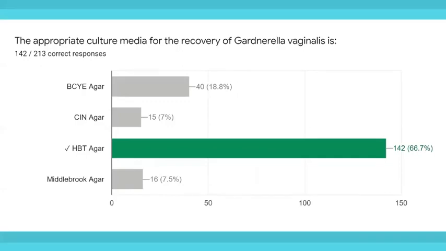Appropriate culture media for the recovery of Gardnerella vaginalis. This is your HBT agar. So again, you need to review the various culture media. BCYE is for Legionella. CIN, or your cefsulodin-irgasan-novobiocin agar, is for Yersinia. Middlebrook is for Mycobacteria.